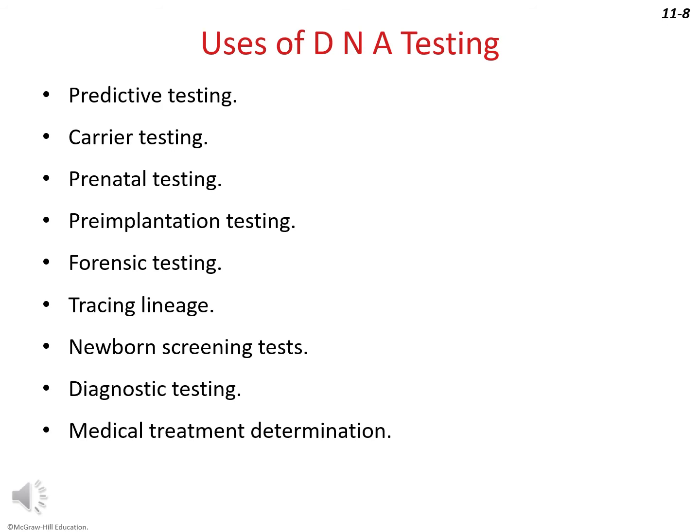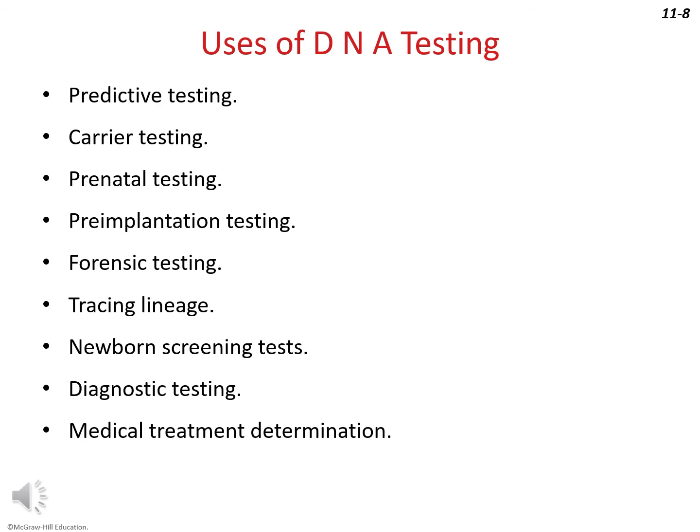Then we have pre-implantation testing, and that's where we look for harmful genes in embryos after artificial insemination, but before they're implanted into the mother. Then we have forensic testing, and that's to help with crimes, victims of crimes, looking for hair follicles, DNA. Then we have newborn screening tests, and those are the regular tests that are performed to check for any conditions or diseases that could be harmful that the child is born with.